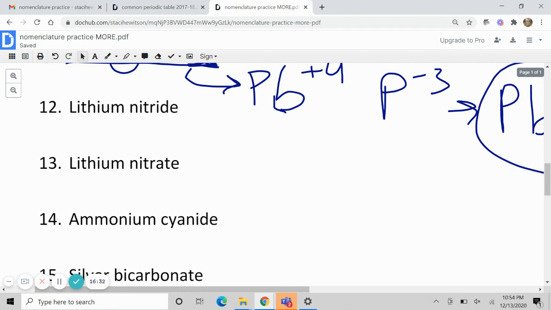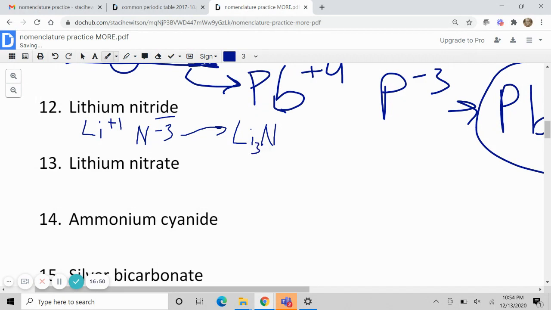And you should be writing all this. Number 12, lithium nitride. Lithium is Li. It has a charge of +1 on the periodic table. Nitride is just nitrogen, which has a charge of -3 on the periodic table. Crisscross them to get Li3N.